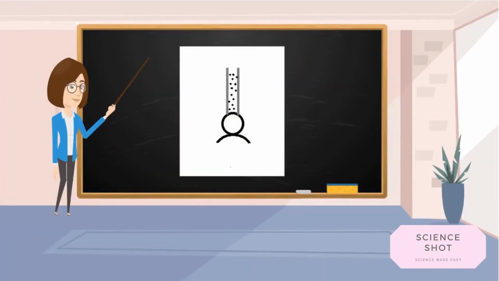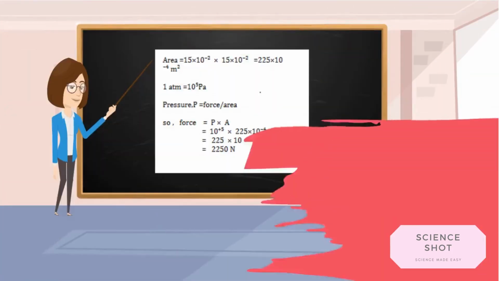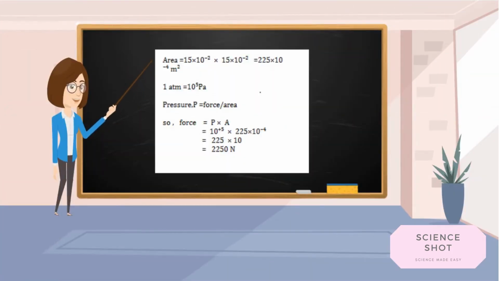If the area of my head were 15 centimeters multiplied by 15 centimeters, how much force will air exert on my head? Area equals 15 centimeters times 15 centimeters equals 225 times 10 to the power minus 4 meters squared. 1 atmospheric pressure equals 10 to the power 5 Pascal. Pressure equals force divided by area. So force equals pressure times area, which is equal to 2250 Newton.